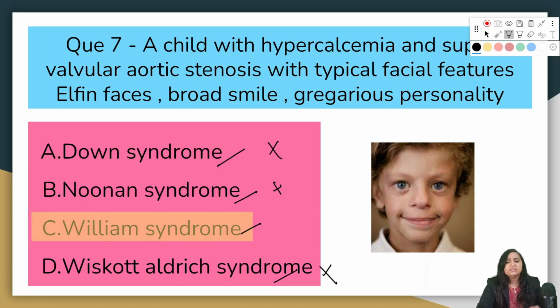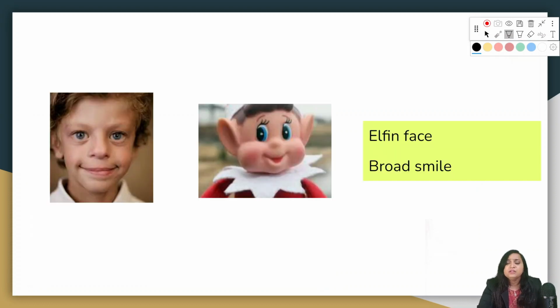But this is the classical presentation of Williams syndrome. It's elfin face. Look at the smile of the elf, and look at the smile of this child. There will be a broad smile, hypercalcemia, as well as supravalvular aortic stenosis.